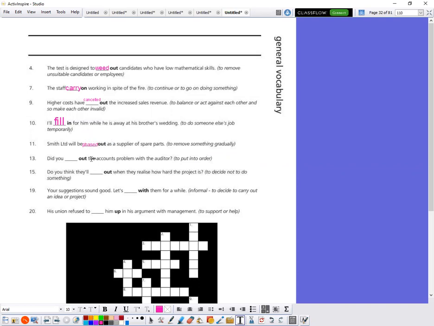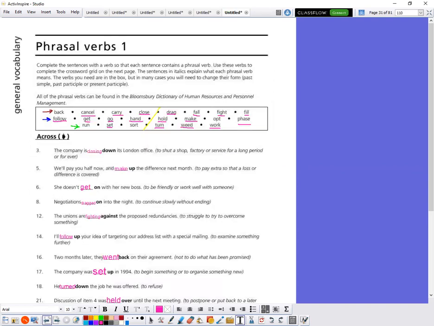Next one: did you out the accounts problem with the auditor? It means to put into order. To put into order. It's what out? The answer is in the green line.